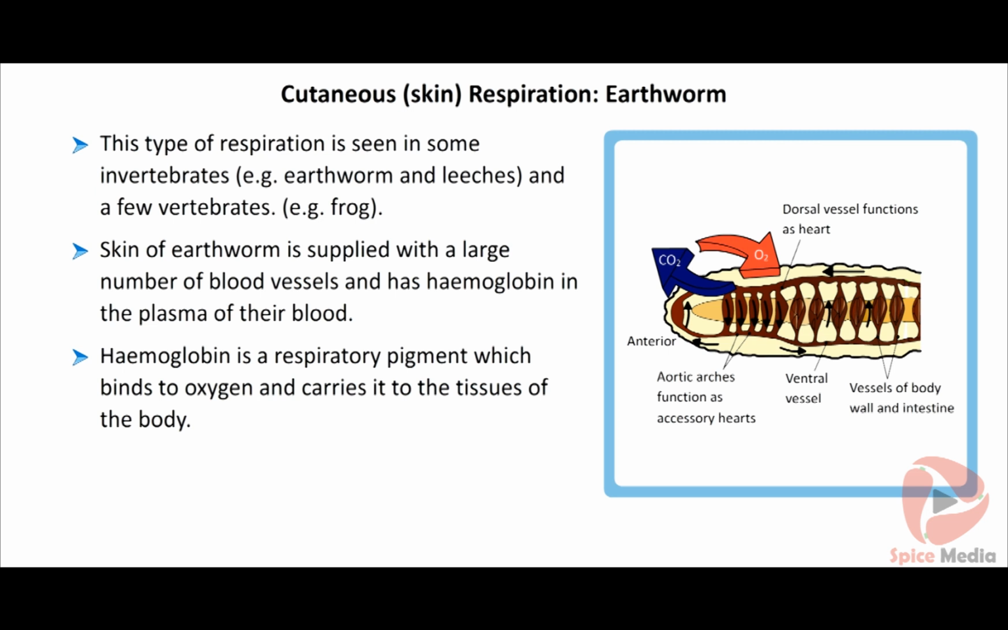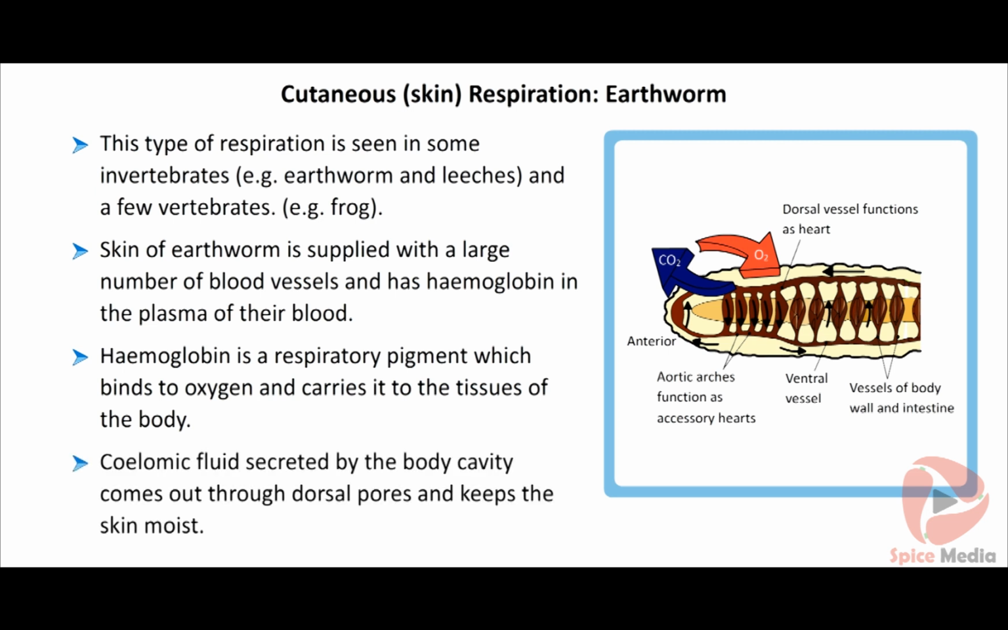Since respiration occurs through skin, earthworm always has to keep their skin moist. They keep their skin moist by the following ways. The body cavity of earthworm secretes coelomic fluid. This fluid comes out through minute pores called dorsal pores and keeps the skin moist.